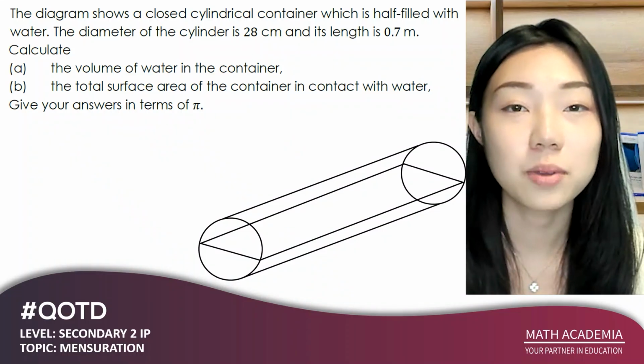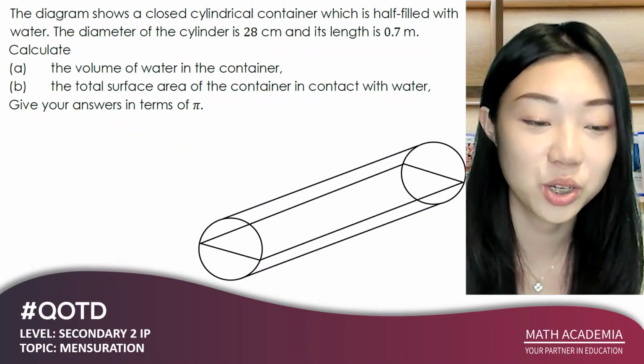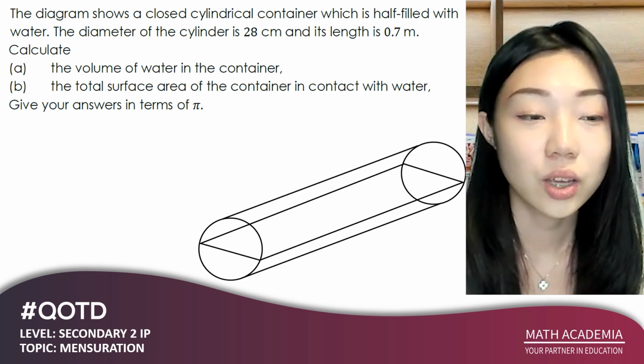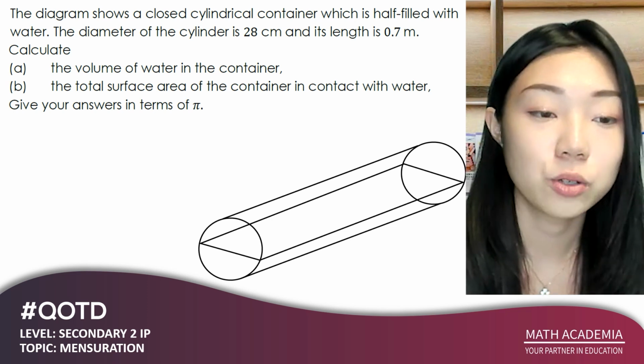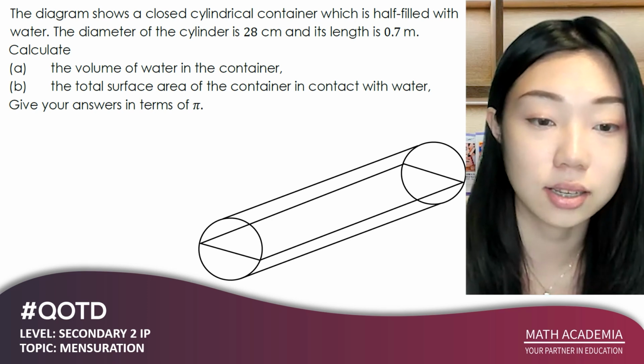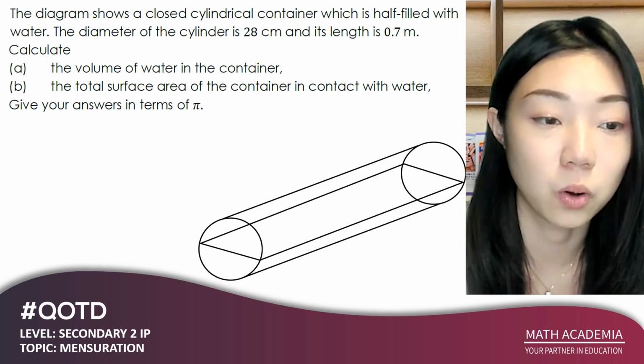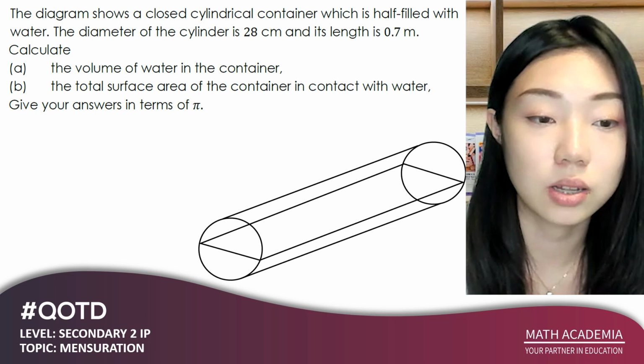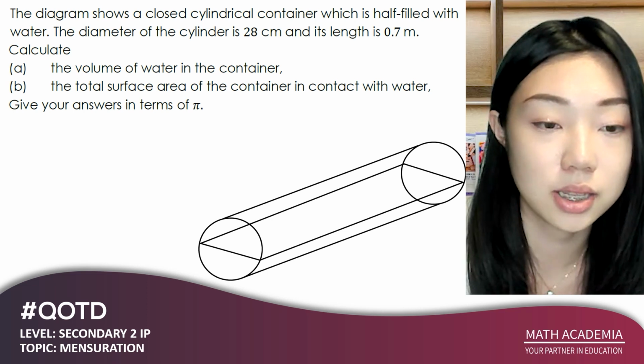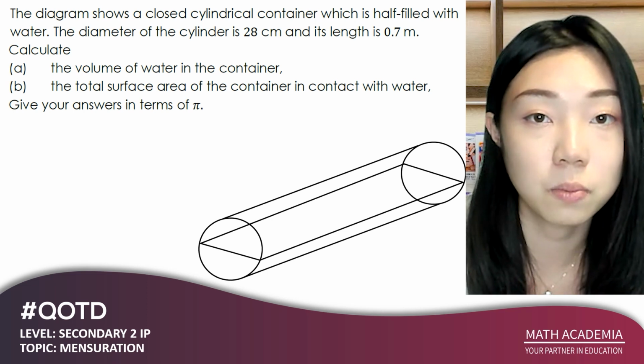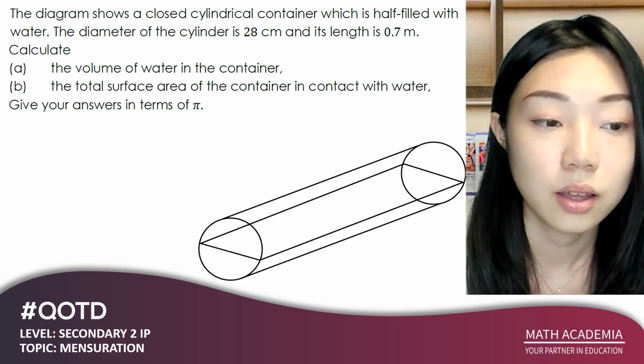Guys, I'm from Math Academia, and today we will be reviewing a question on mensuration. The question states that the diagram shows a closed cylindrical container which is half filled with water. The diameter of the container is 28 centimeters and the length is 0.7 meters.